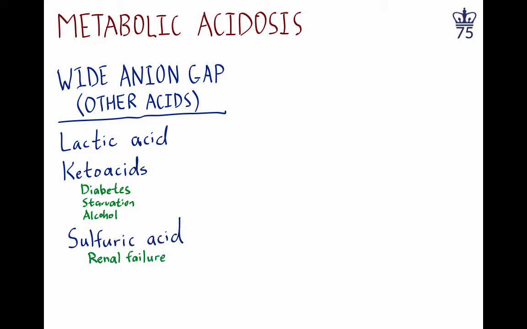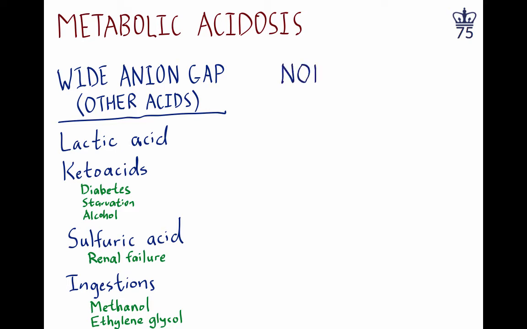And lastly, there are acids from ingestions, like methanol leads to formic acid accumulation, and ethylene glycol leads to oxalic acid accumulation. So in a patient with a wide gap acidosis, one should look at all these disorders to see what is clinically relevant in causing this gap acidosis.